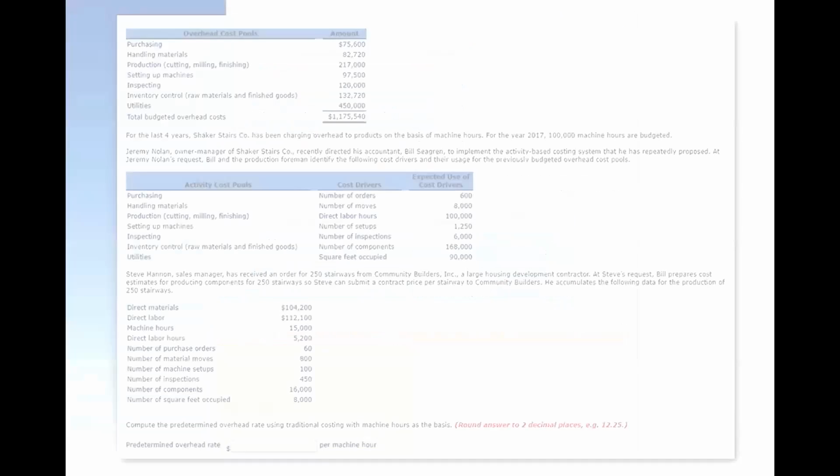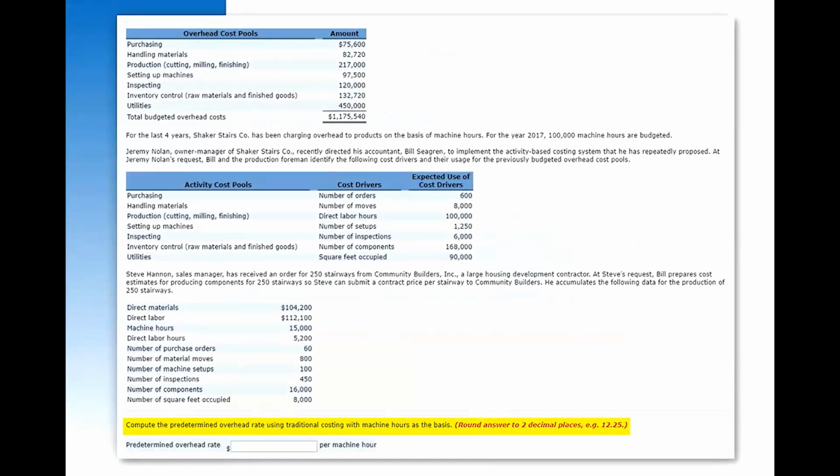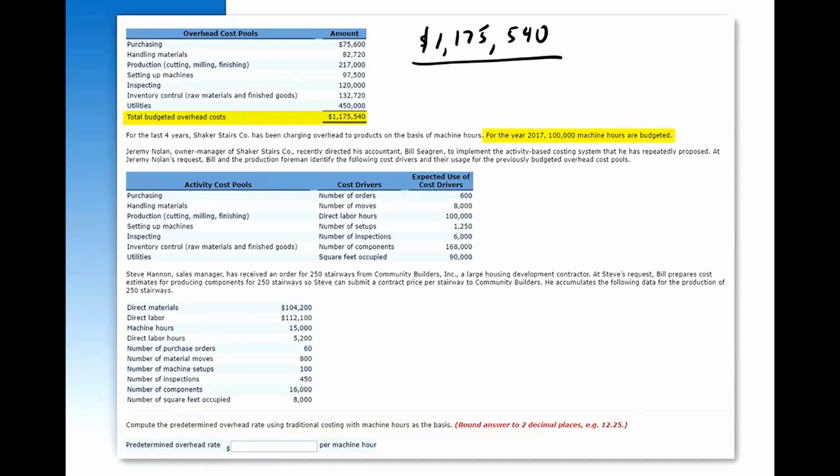The first part of this problem asks us to compute the predetermined overhead rate using traditional costing with machine hours as the basis. So to do this, we'll take the total budgeted overhead costs of $1,175,540 and divide it by the total estimated machine hours, which is 100,000 machine hours, and that gives us a rate of $11.76 per machine hour.